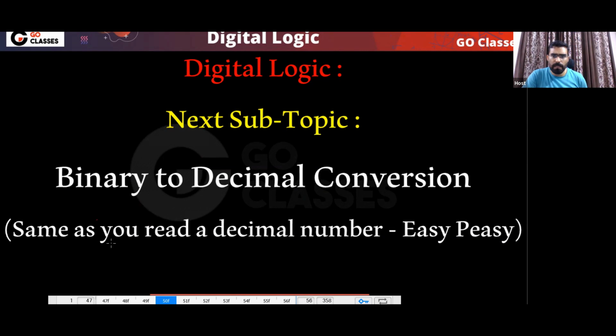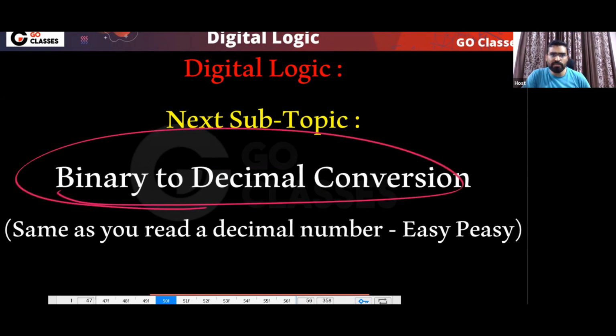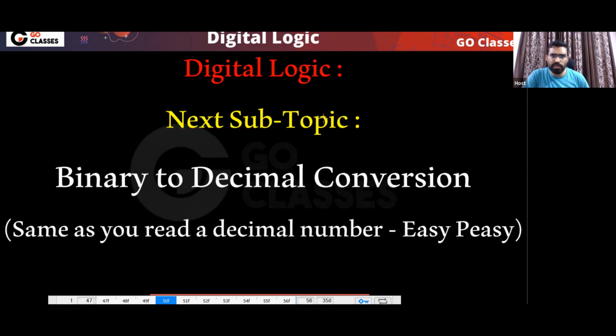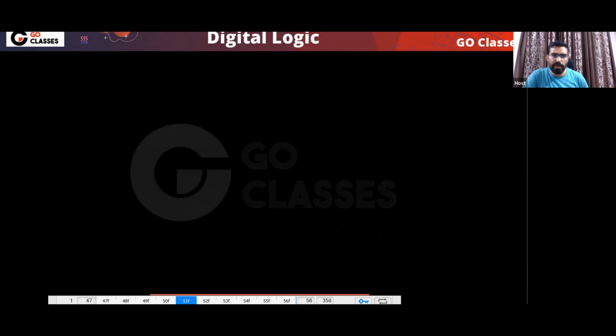So this is the complete idea. Now let's see. Binary to decimal is very easy, right? Yes or no? Binary to decimal is very easy, same as how you read a decimal number. If I give you any binary number, like this one, what will be the corresponding decimal number?